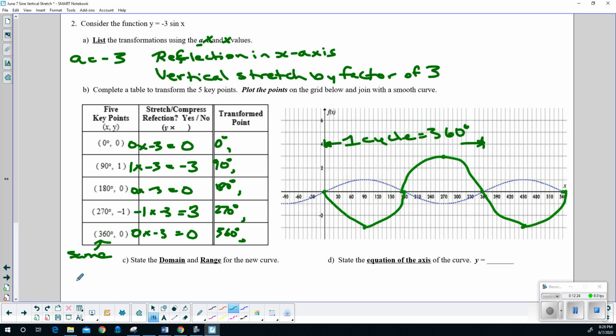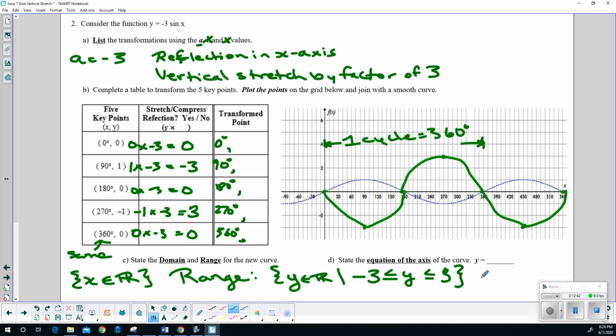All right. Domain. There's absolutely no restriction. So x is any real number. Range. So y is any real number, from the minimum, less than or equal to y, less than or equal to the maximum. And we did not translate it up and down, so the axis of symmetry is still straight down the middle there. Good. Whoops, I never finished my point. Sorry about that, guys. So that should have a 0. That should be 90 -3, 180 0, 270 3, and 360 0. Okay.